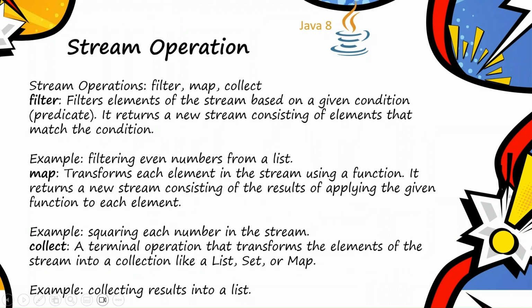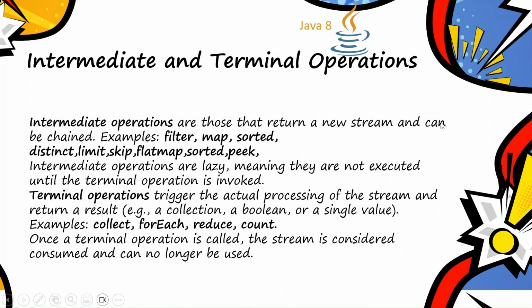Stream operations. Streams support a wide range of operations categorized into intermediate and terminal operations. Your intermediate operations are not executed immediately. They are evaluated only when a terminal operation is invoked. Examples are filter, map, sorted, distinct, limit, and skip, which are performed only when a terminal operation is invoked.